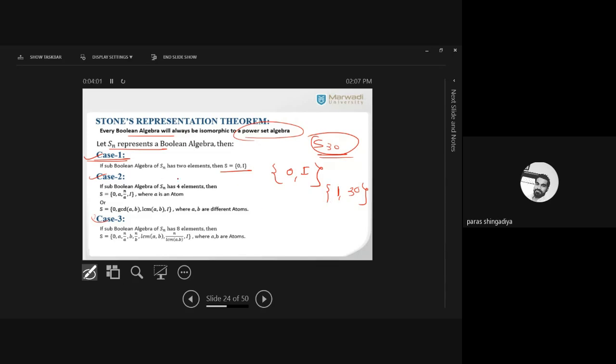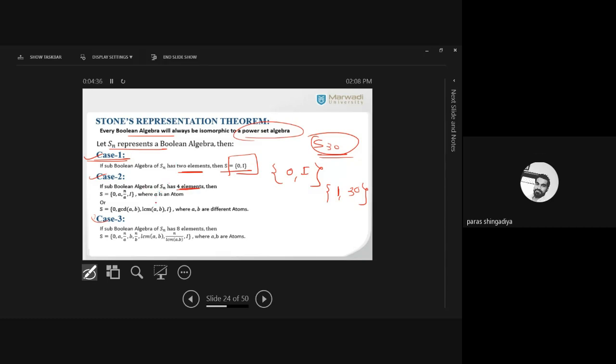So that is one answer. In case 1, we check a sub-Boolean algebra of Sn that has only two elements. For only two elements you will get just one answer, that is zero element comma I element. Now in case 2, we can define the sub-Boolean algebra which includes four elements. Sn is the set we have, and here we create a sub-Boolean algebra of Sn with four elements. So what is the procedure to get this answer?